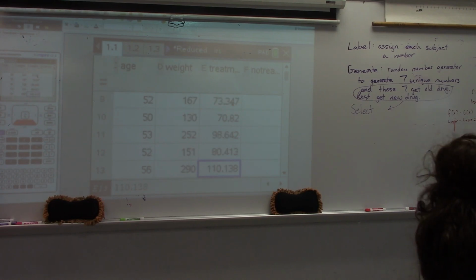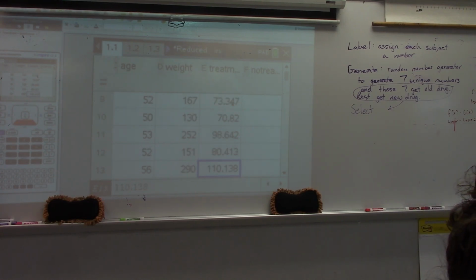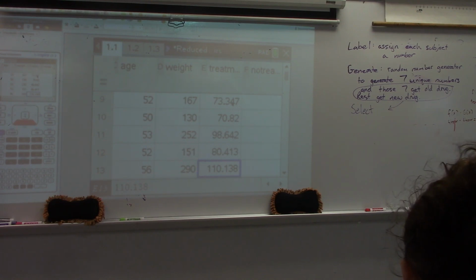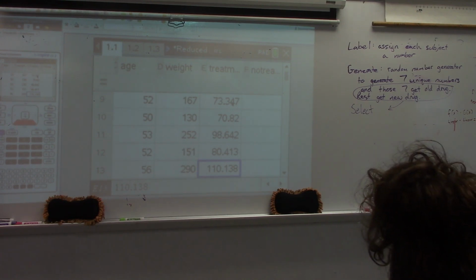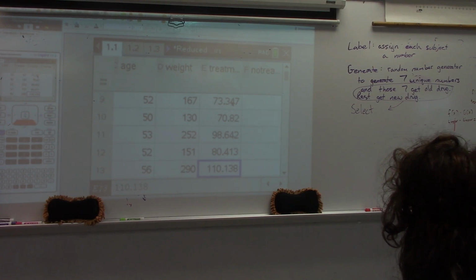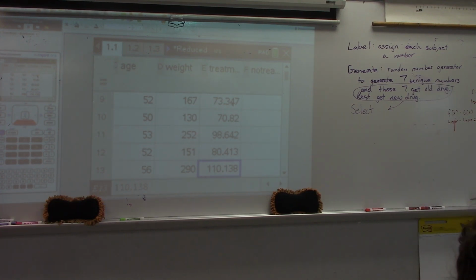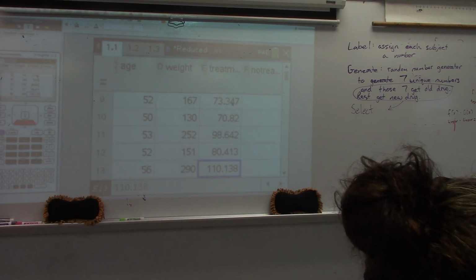So based on what you're seeing, does it seem like the treatment's making a big difference? Yeah, it does, doesn't it? So how can we check to see what an estimate for the difference is? I could estimate what that difference is with a confidence interval, right?